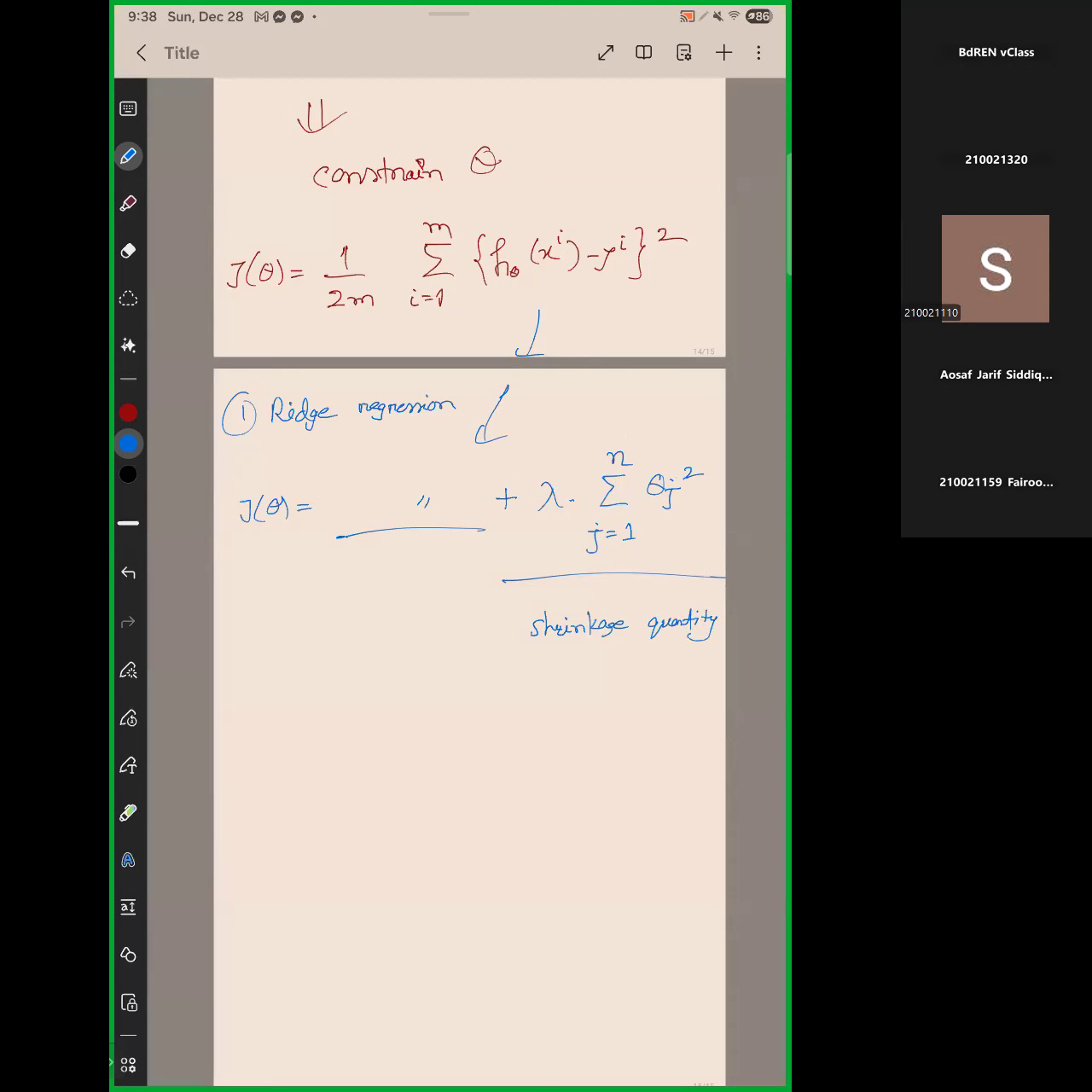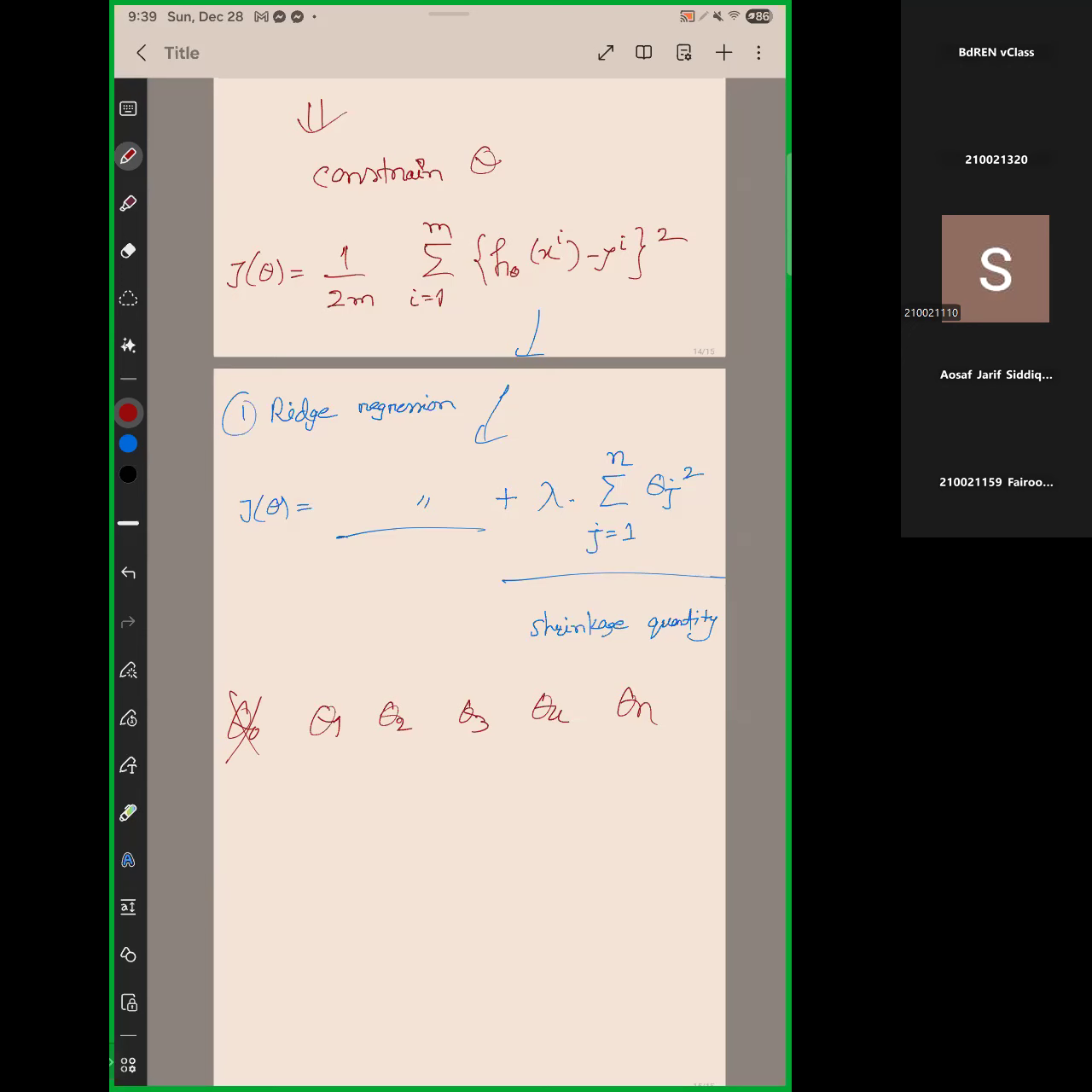So what this one is doing, you see, first of all, theta j means it can be theta 1, theta 2, theta 3, theta 4, up to theta n. That means n number of features. If you have 10 features, it goes from theta 1 to theta n, excluding theta 0. We are not going to shrink theta 0, the bias. The rest of the weights will be shrunk.